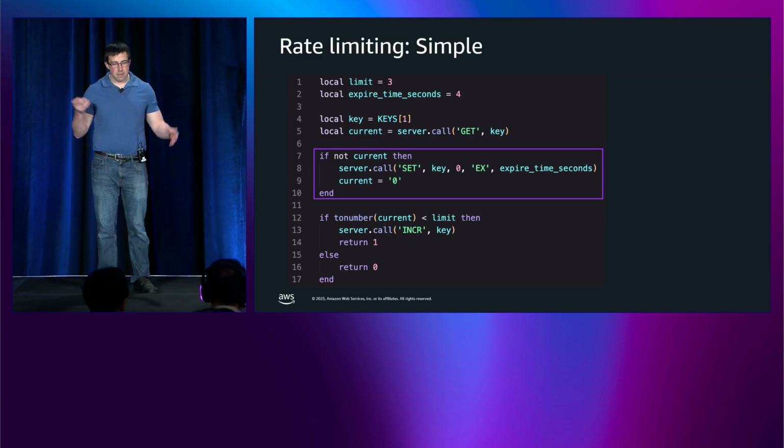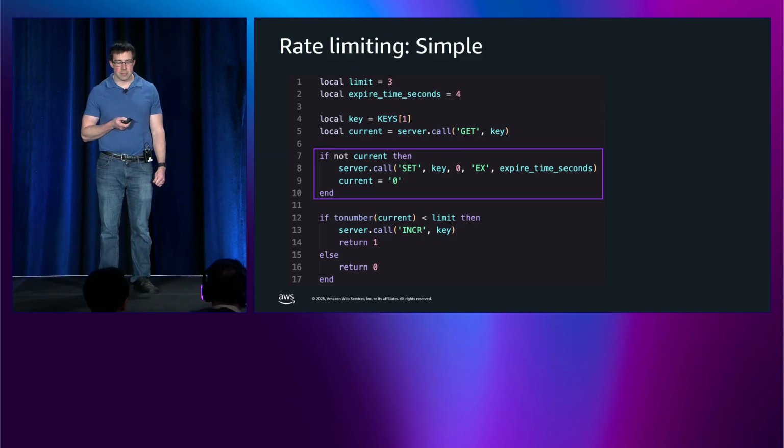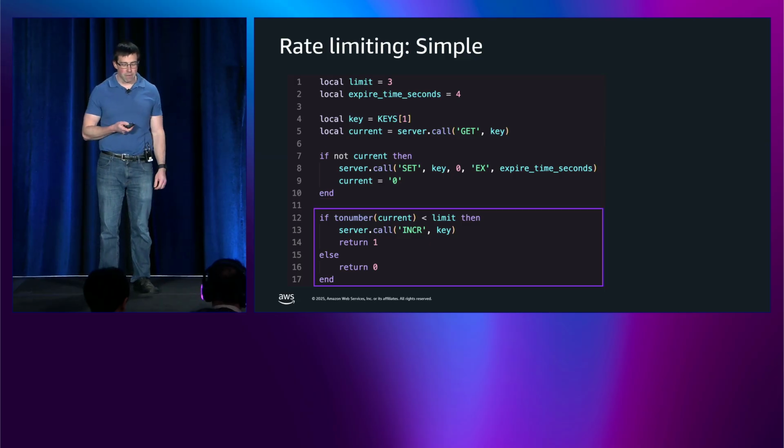If it doesn't exist, meaning that it has either been evicted or it's starting from scratch, then we'll set it to 0 and set the expiry time to 4 seconds. And if it does exist, then we have already previously fetched the value. And then we just check if we're within our limit. If we are, then we'll be able to increment the key and return 1, saying that the user is allowed to cast the spell.